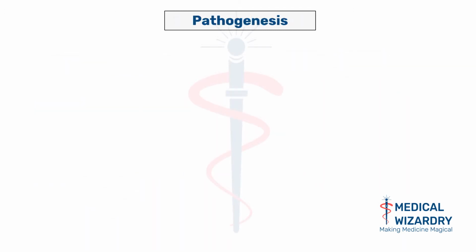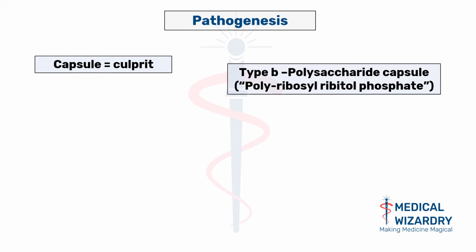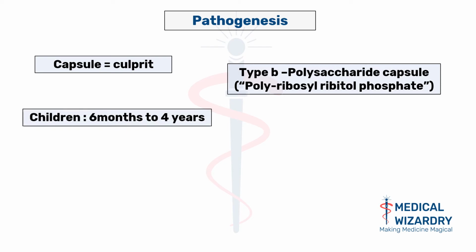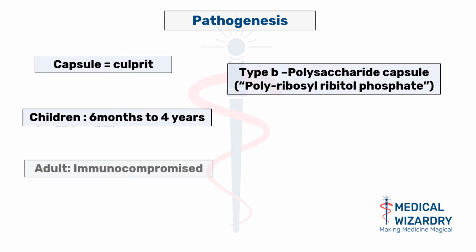Shall we look into the pathogenesis of this interesting culprit? The pathogenic nature of H. influenzae lies in its capsule. The capsule is made up of type B polyribosyl ribitol phosphate, which protects the organism from phagocytosis by the host immune system. This explains why H. influenzae infection is more common in children who lack anti-capsular antibodies, even though protected by maternal antibodies for some period of time. This reason also adds up to the fact that H. influenzae infection manifests in the immunocompromised adult as a secondary complication.